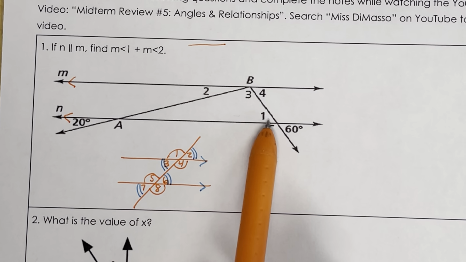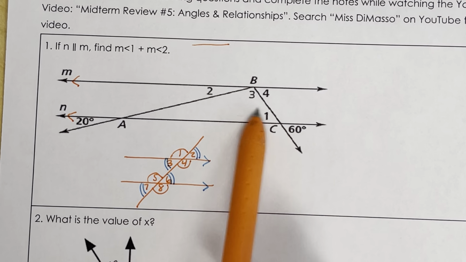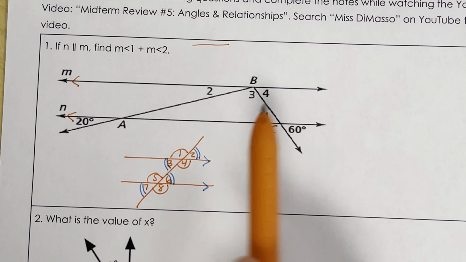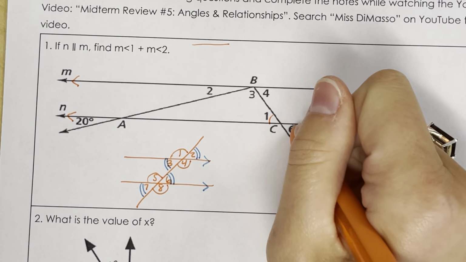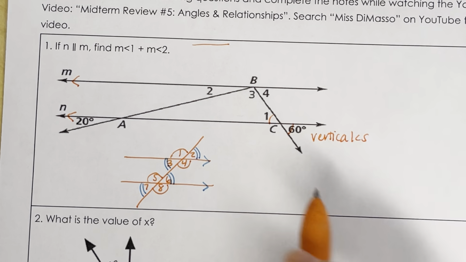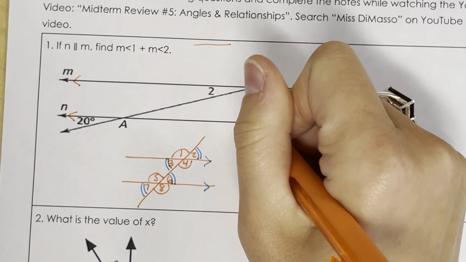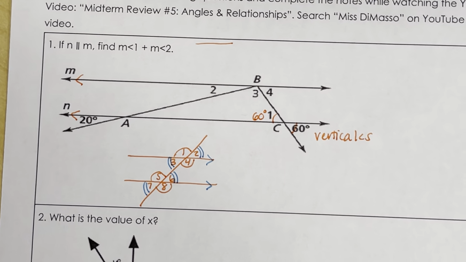First thing I see is here's angle 1. And I notice that it's directly across from this angle, 60, over here. These angles make an X. They're directly across from each other. They're non-adjacent. These are called vertical angles. So vertical angles are congruent. So since this one's 60, that means angle 1 right here is also 60 degrees.